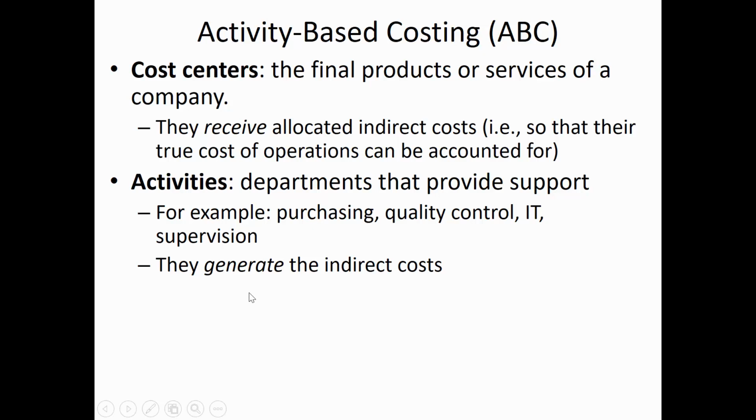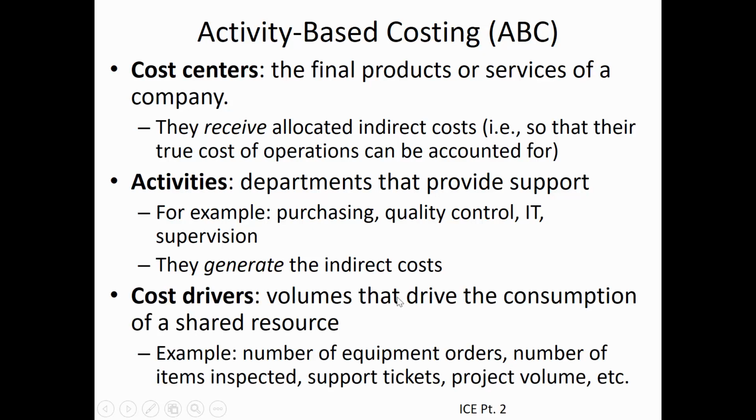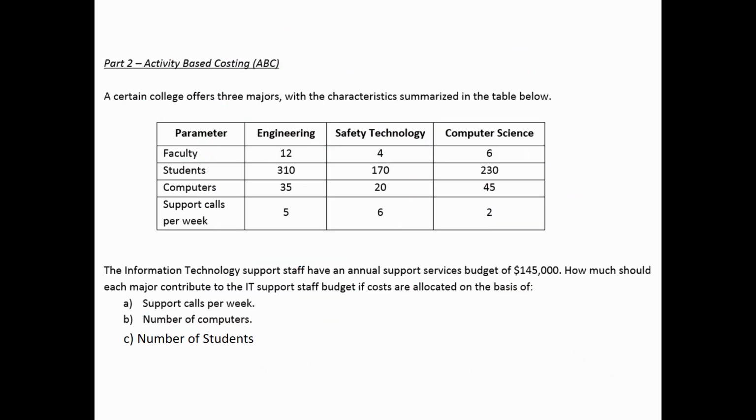And so they're generating the indirect costs, and the cost drivers are the volumes that drive the consumption. So if you know how many equipment orders you have in a company, then you're going to know what the shipping expenses are, you're going to know the warehousing expenses, the things that have to be recovered, you could allocate based on an activity. And so this is closely related to what we were doing with the indirect cost allocation.